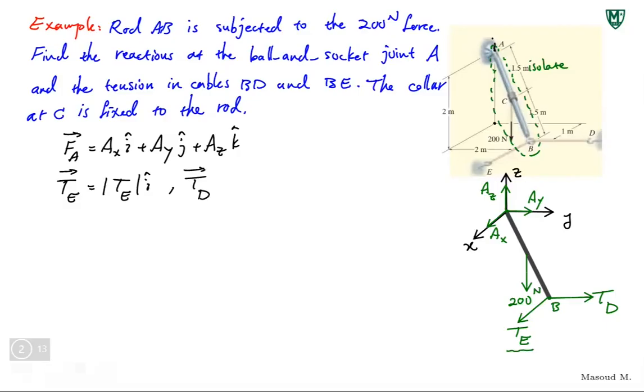TD, same story. The magnitude of TD, if you look closely, you will see that it's along positive Y. So just put J. Whatever is the magnitude, multiply the direction. And last but not least is the force applied at collar C. And that force is downward, so it's along the Z-axis, and it's negative as a result since it's downward, since we took Z positive upward. So that would be FD. I'll just call it FD. Minus 200 in the K direction.